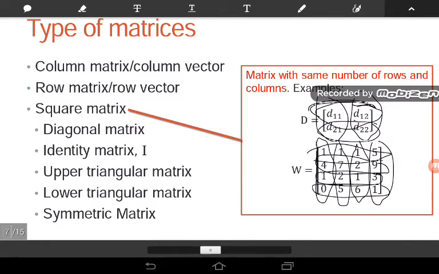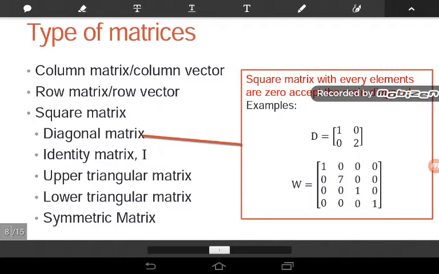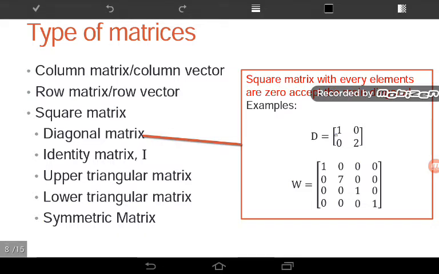Next, diagonal matrix. What is a diagonal matrix? A diagonal matrix is a square matrix with all the elements 0 except the diagonal. So the diagonal is not 0. For example, matrix D, we have the diagonal 1 and 2. Matrix W, we have the diagonal 1, 7, 1, 1.